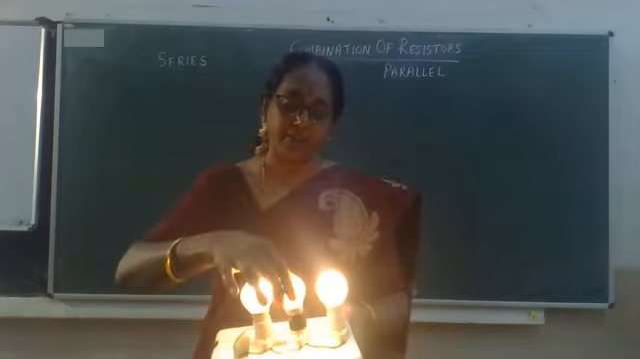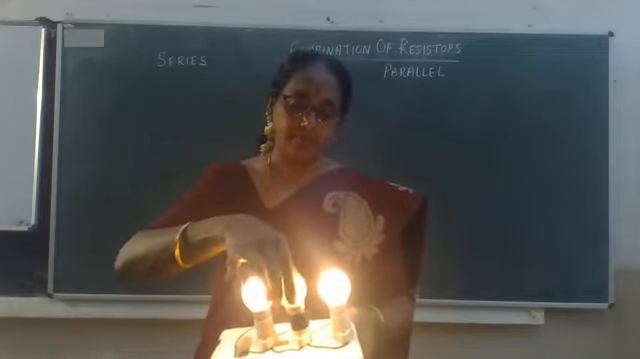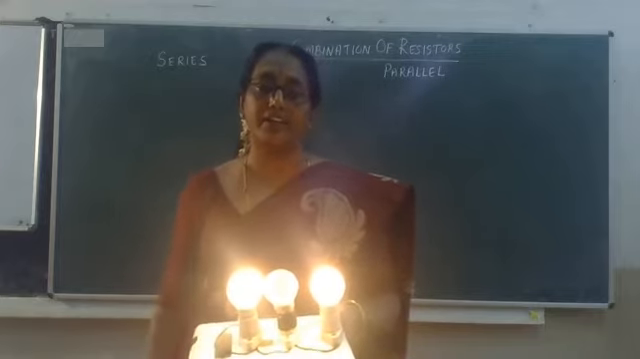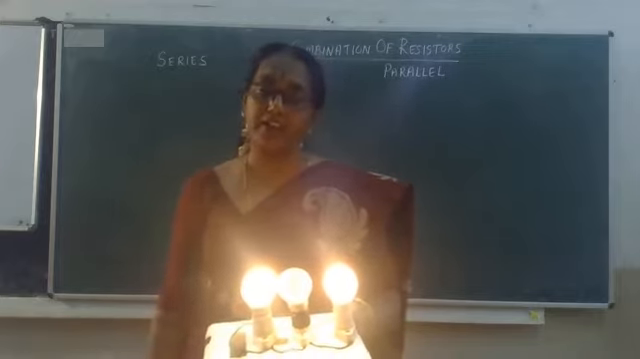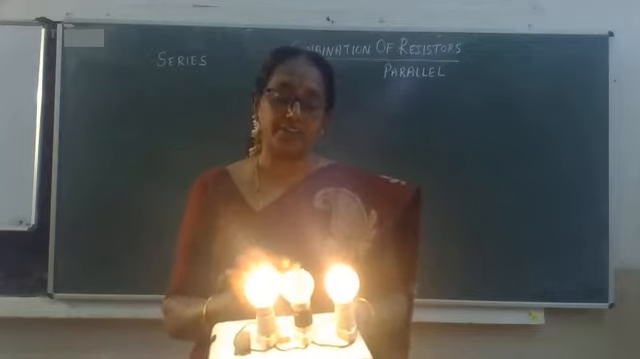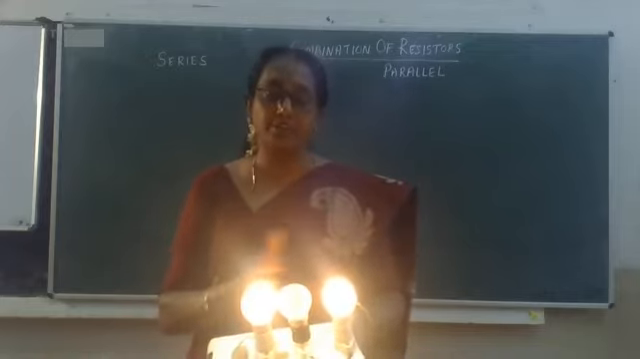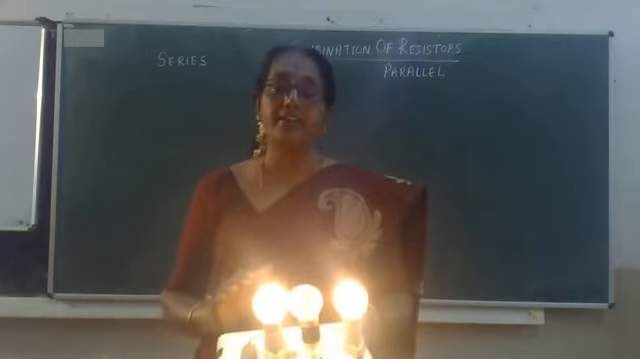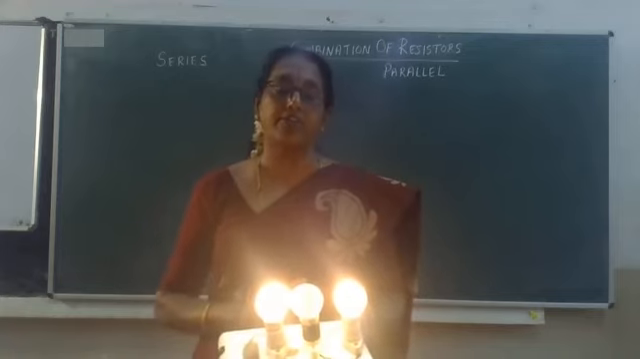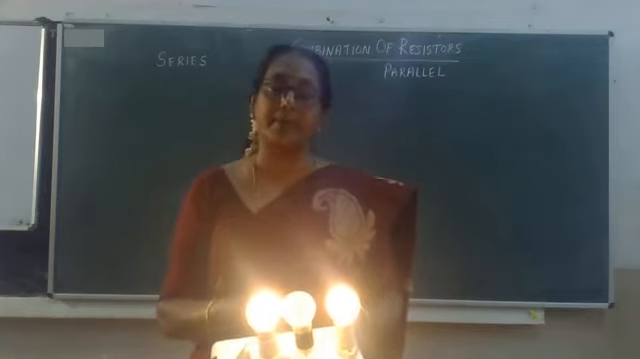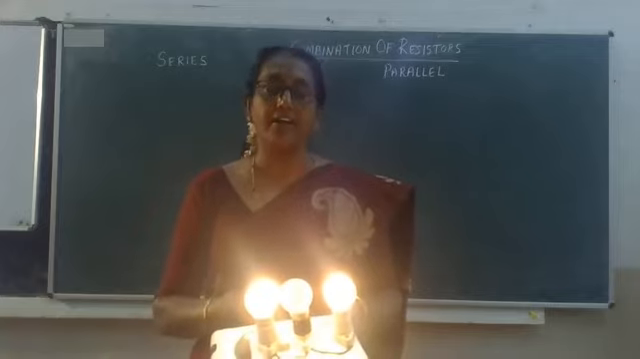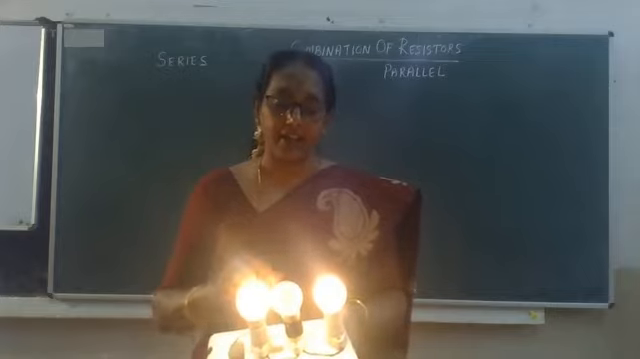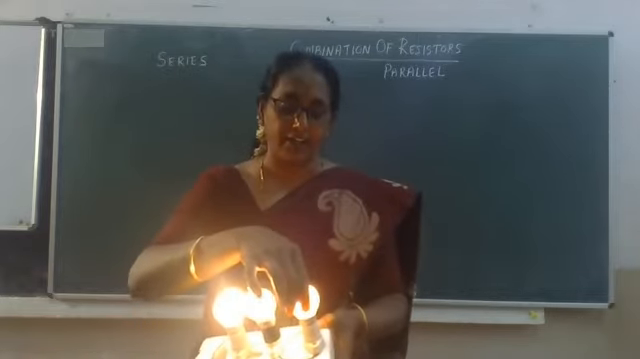At the same time, if I disconnect one bulb, you see the other 2 bulbs are glowing. What is the meaning? You can have separate switches for each bulb, and the other 2 devices can also work. This will not hamper the circuit if one of the devices goes faulty. So we can have separate switches, equal potential difference for all the devices, and devices will divide the current according to their need or capacity.